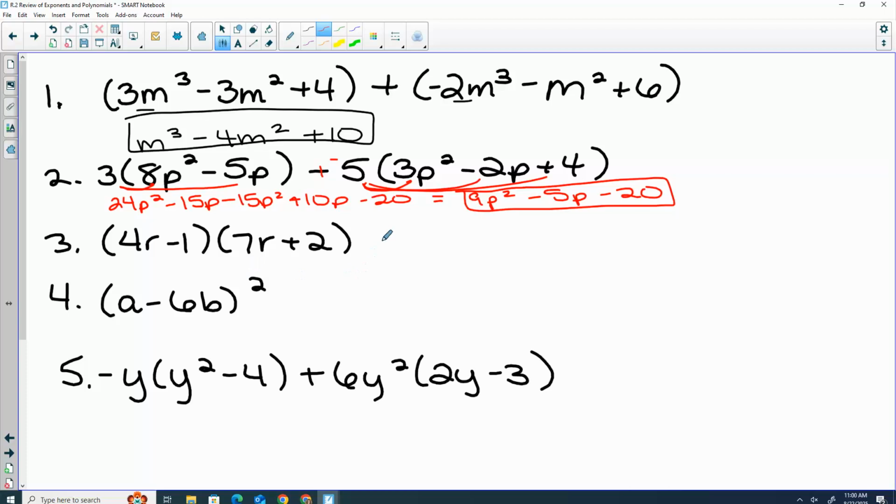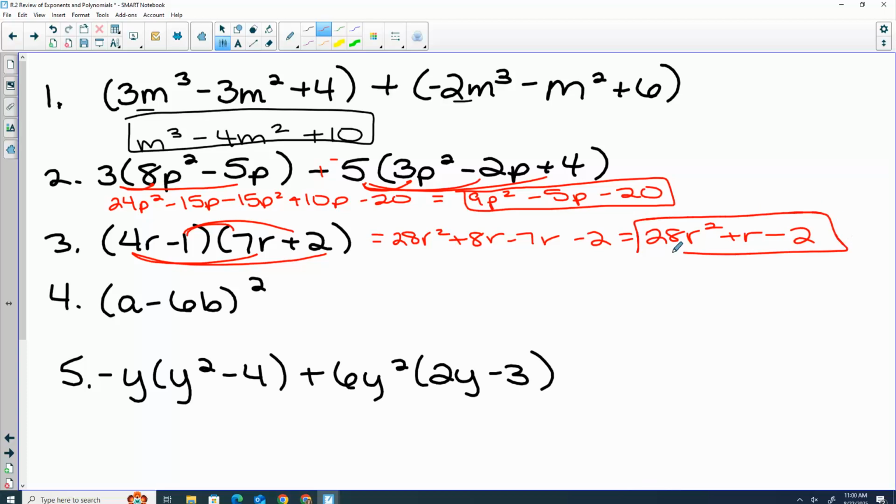Alright, number 3, what do we have to do? FOIL. So we get 28r squared plus 8r minus 7r minus 2. So combine like terms, 28r squared plus r minus 2.